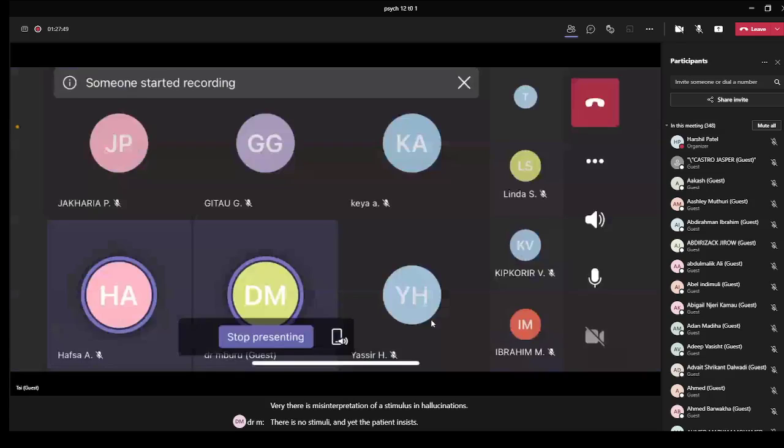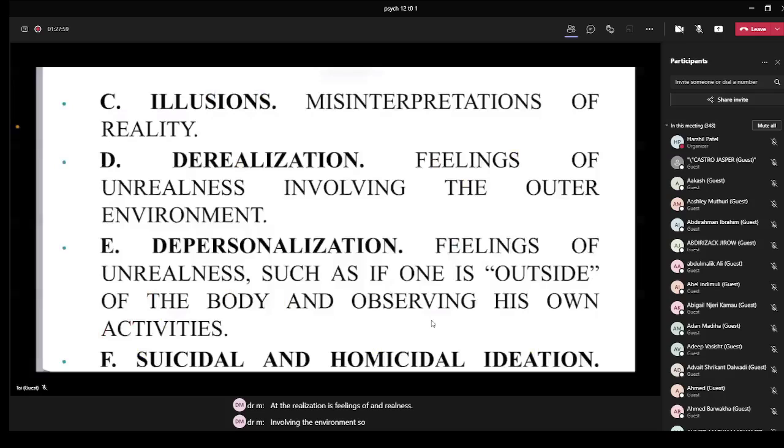There is what we call derealization. Derealization is feelings of unrealness involving the environment. So the patient may be standing at a point, they check the surrounding, and the surrounding, although it's a familiar surrounding, it appears like it is totally changed. So derealization has to do with the environment, the outer environment.